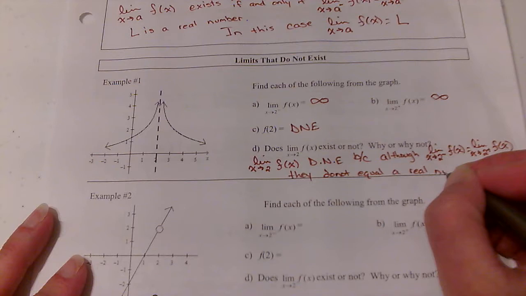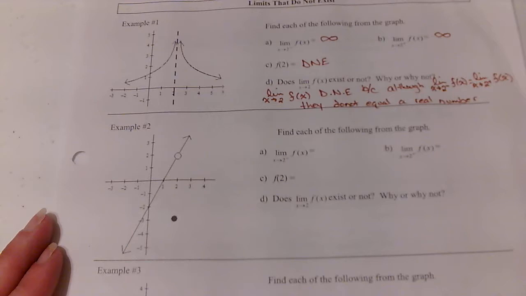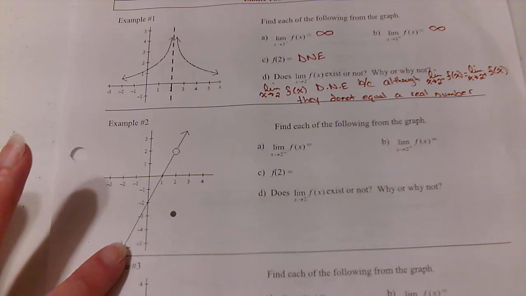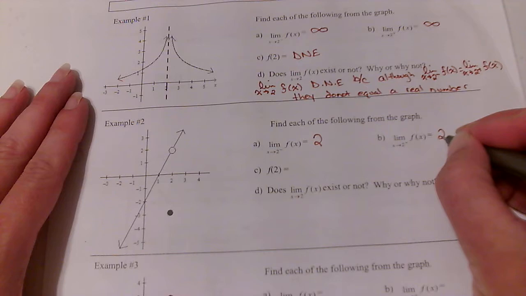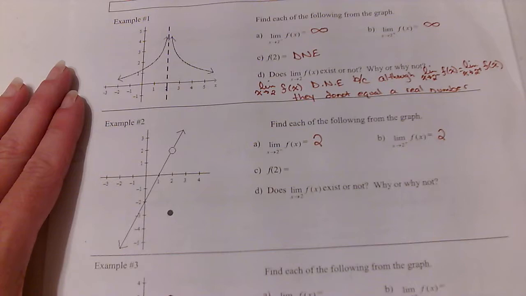Example 2. We got a new graph. Coming into 2 from the left side. So watching the graph, from the left side, we're going to positive 2. From the right side, positive 2. What is f of 2? That's the y value when x is 2. Now that point is actually down here. It's negative 3.